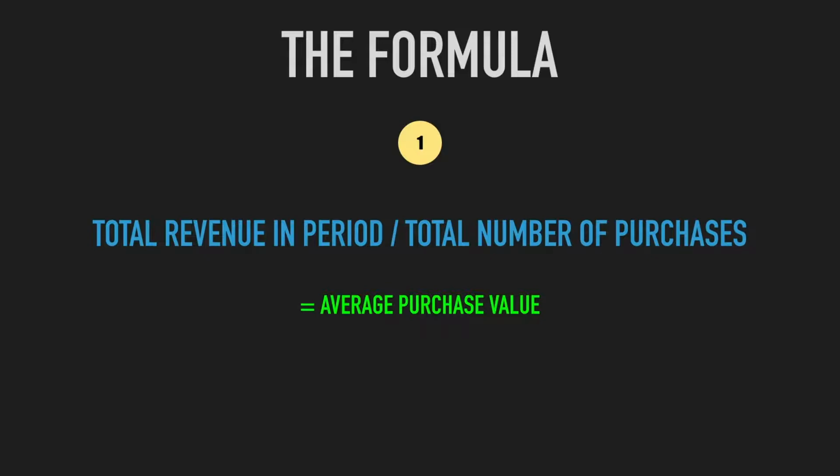So total revenue in period. All right. So now a period can depend on how the business works. Certain businesses work in different quarters, annually, etc. Generally though, this is 1 year. All right. So let's just take it as the general. So that's the total amount of revenue in 1 year divided by the total number of purchases, right? That will give you an average purchase value.